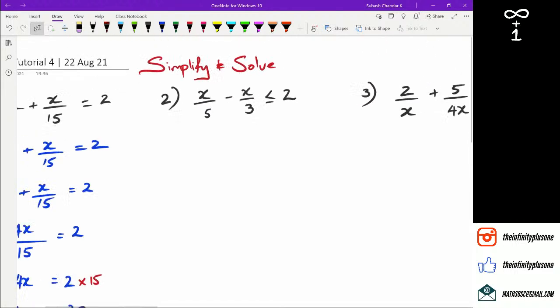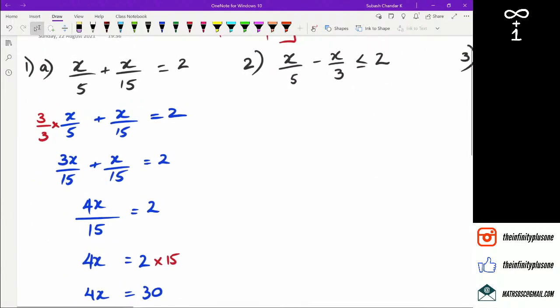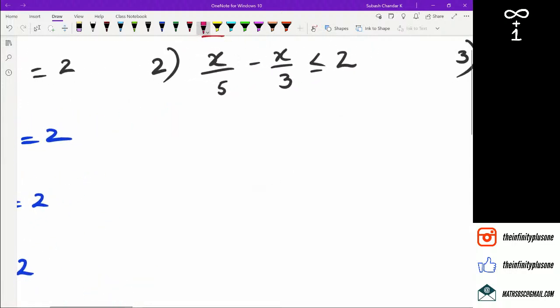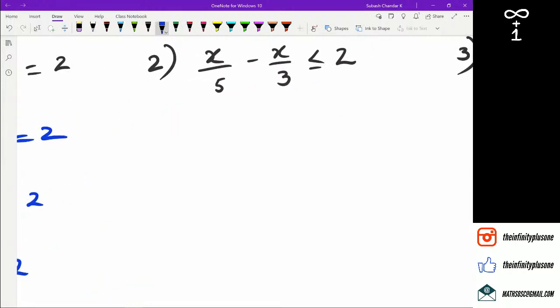With question 2, if you look at the difference between question 1 and 2, in question 1 we had 5 and 15 as the denominators. So in that case, we just needed to convert one of those denominators into 15. However, in this case, we've got 5 and 3 in the denominator. And because we've got 5 and 3 in the denominator, the lowest common multiple is 15. So because it's 15, we need to change those denominators.